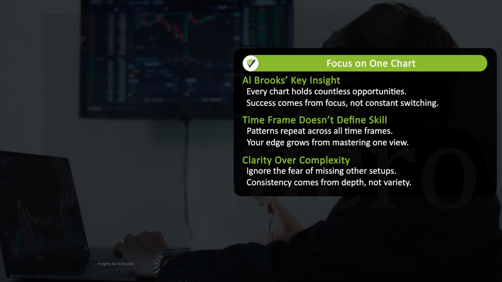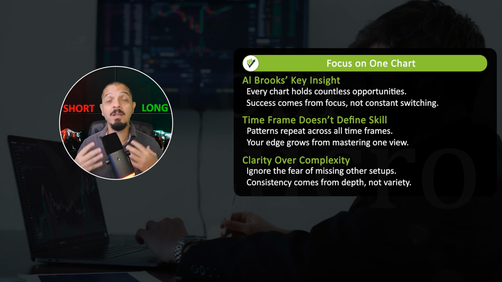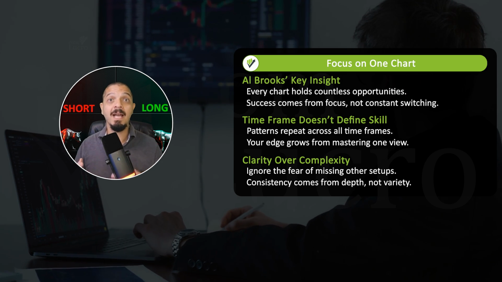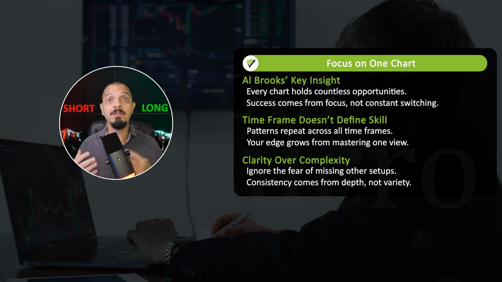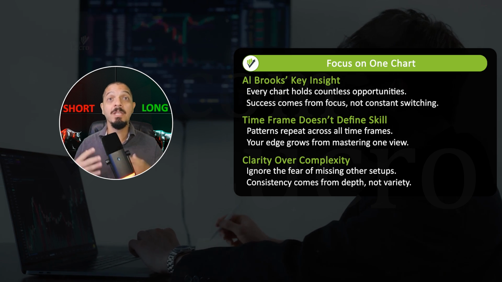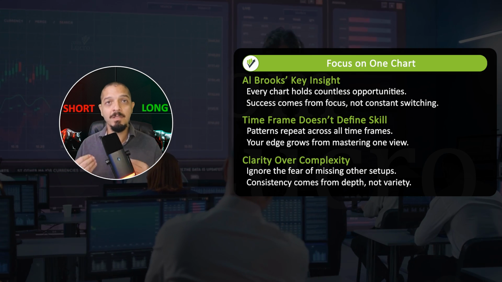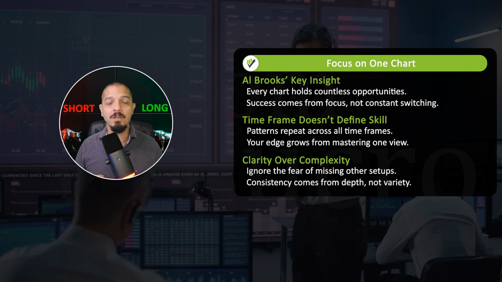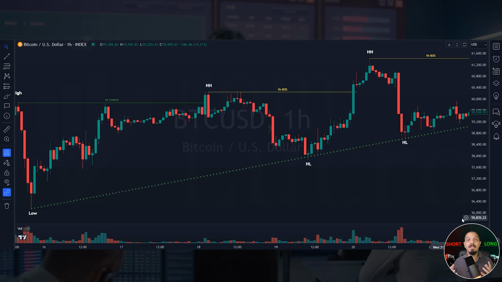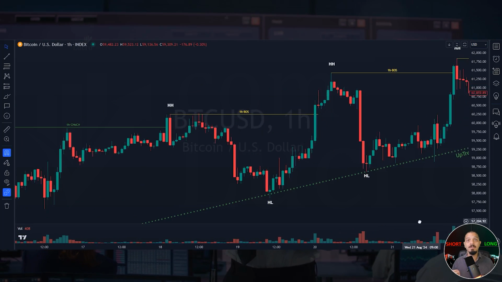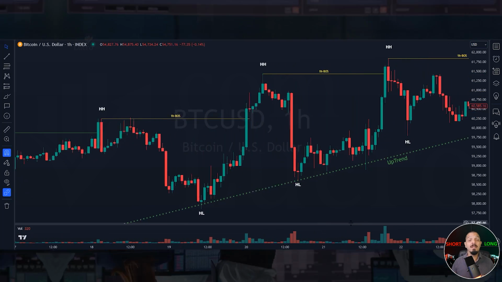This reinforces the idea that no matter the chart or time frame, patterns and opportunities repeat themselves. Your edge comes not from chasing every setup across time frames, but from mastering the one in front of you. Now, let's break down the key market structure concepts you should be watching across different time frames.